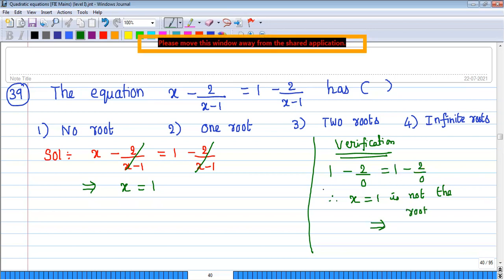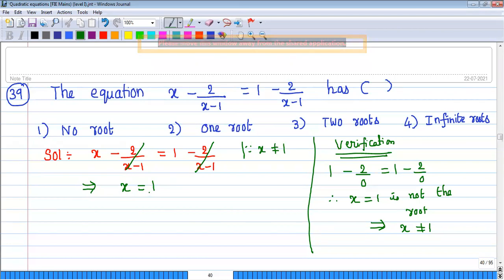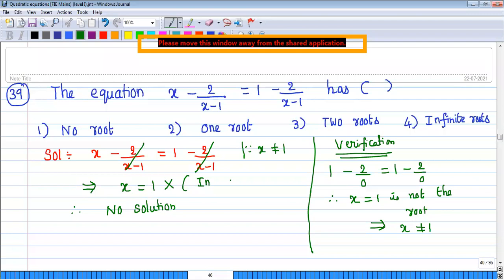That implies it is valid only when x does not equal 1. So we can solve this equation when x does not equal 1. This condition should be provided. x does not equal 1 means we got x is equal to 1. How is it possible? So therefore, no solution. This is inadmissible. So no root. First option is the right option.